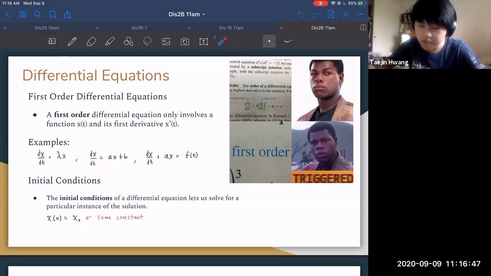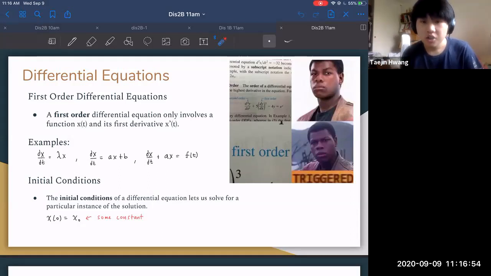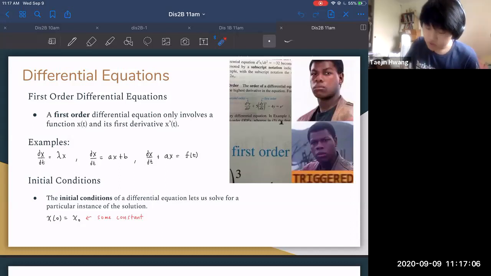And with any sort of differential equation, we have something called the initial condition. The initial condition describes some physical parameter: where have we started initially in our instance of a system. So it lets us describe a particular instance of the solution. It's essentially defining where we start our function x of t from.